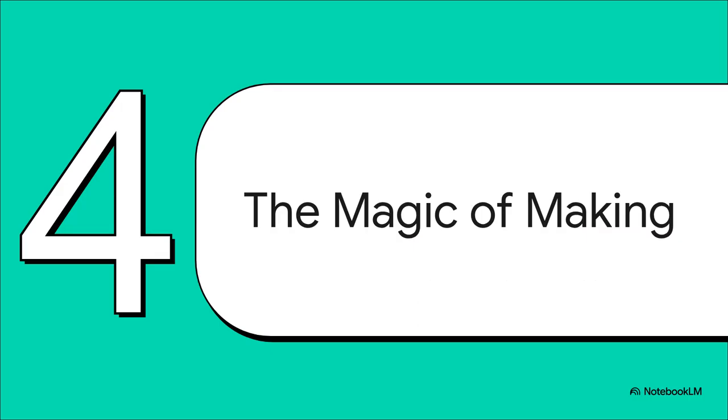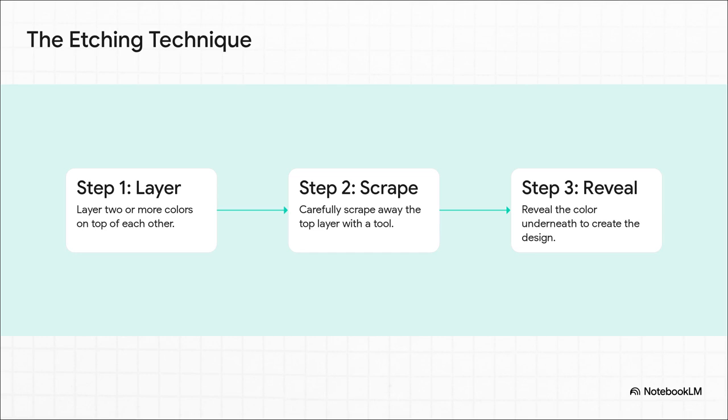Okay, so we've seen the history, we've seen the tools, and we've seen the main types of prints. But how do designers actually create these effects on paper before they ever get to fabric? Let's take a peek behind the curtain at a couple of wonderfully creative hands-on techniques. First up is the etching technique. It's what's called a subtractive process, which basically means you take things away to create the design.